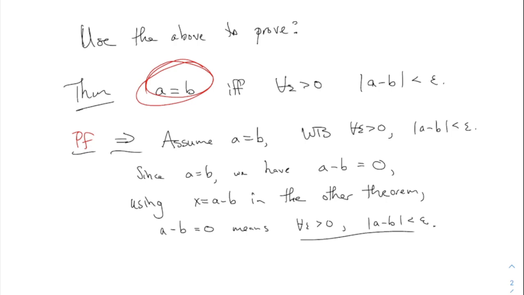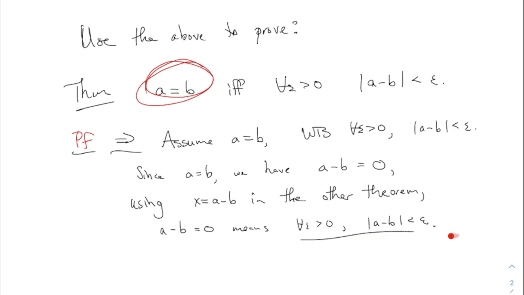Anyway, what I've written here is just the first half. I'm assuming A equals B, and then I need to show the stuff on the right-hand side. And this was the hint that I said. Since A equals B, you can rearrange this to write it this way instead: A minus B equals zero. And then I used the first theorem that we did, which was X equals zero if and only if, and so on. So using A minus B as the X in the other theorem, A minus B equals zero means for all epsilon greater than zero, the absolute value of A minus B is less than epsilon. This is exactly what the other theorem says, using A minus B instead of X.